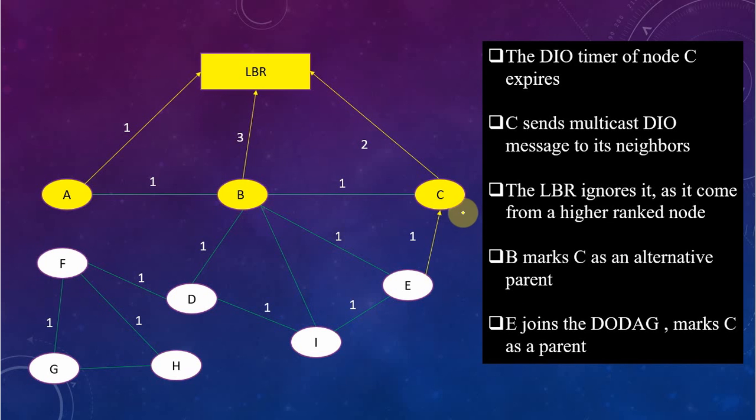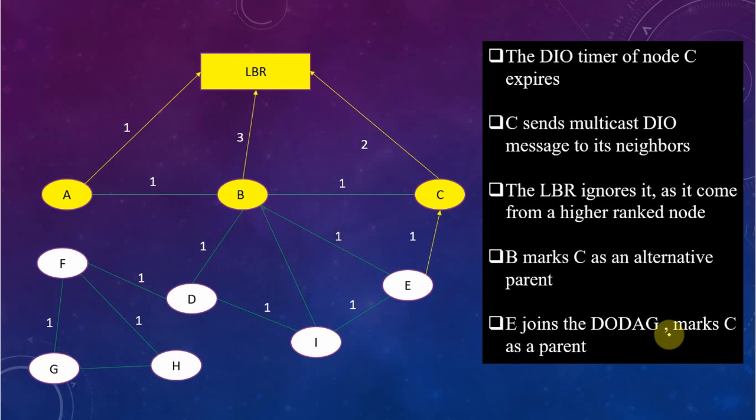So B will mark C as an alternative parent, so that if due to some reason this path does not exist, or if it goes down, then it can route the data to the LBR through C. So it will be sending to C, and then C will be sending the data to the LBR. That's why it will be marking C as an alternative parent.